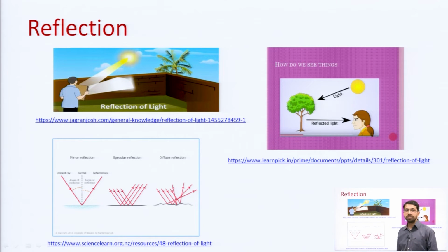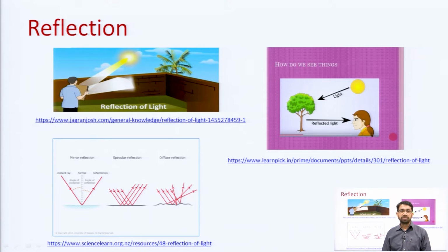So, first is reflection. How is reflection explained in school classes, in small classes like second, third, fourth? Using a mirror, we can reflect light. Light is reflected from smooth surfaces. How do we see different objects? How do we take pictures of different objects?